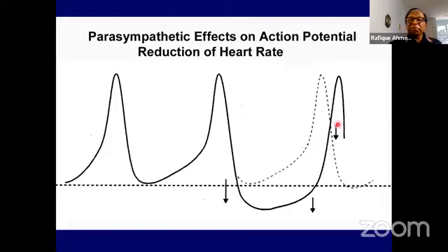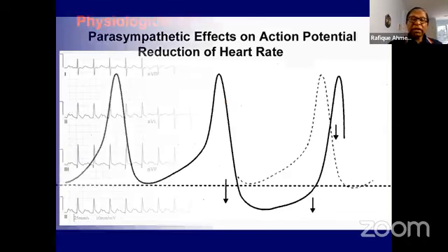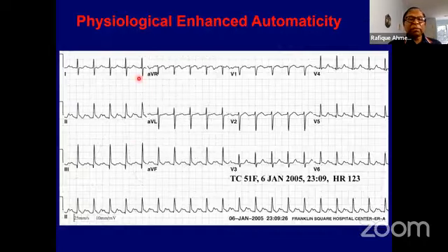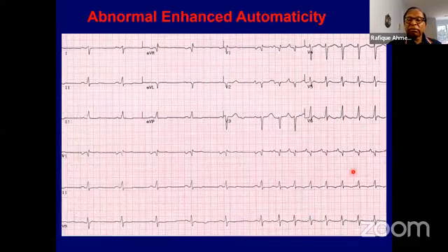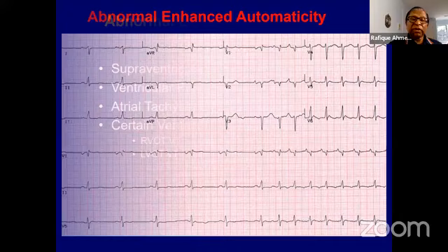And so this is basically almost like a physiological effect on automaticity, that I'm running, my heart rate goes up. But there can be pathological. So this is the example of physiological enhanced automaticity, a patient with sinus tachycardia with a heart rate of 123 beats per minute. Now, what happened to this one? What kind of mechanism is this?